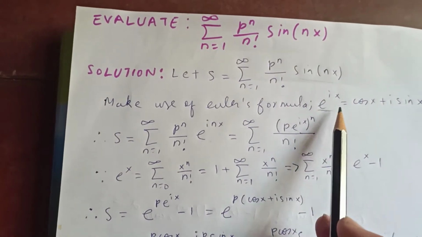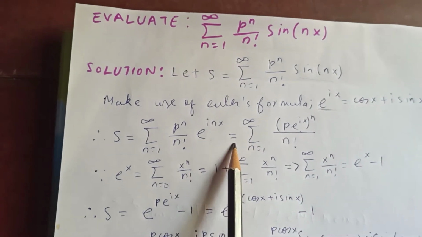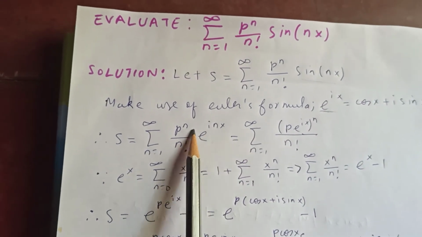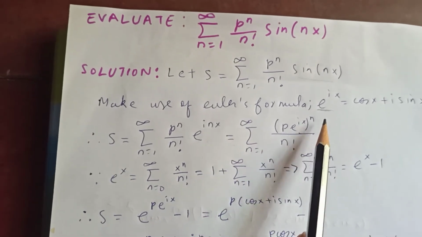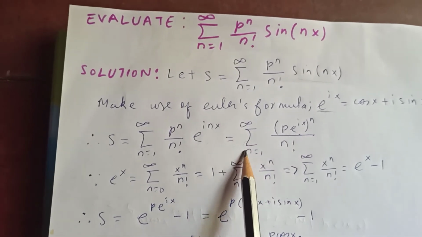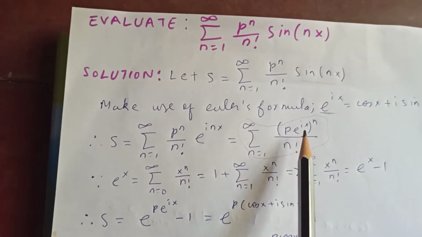In place of x, I have to put nx. So this is equal to the sum from n equal to 1 to infinity, p e to the ix, to the power n, upon n factorial. What is the sum of this one? You have to see that.